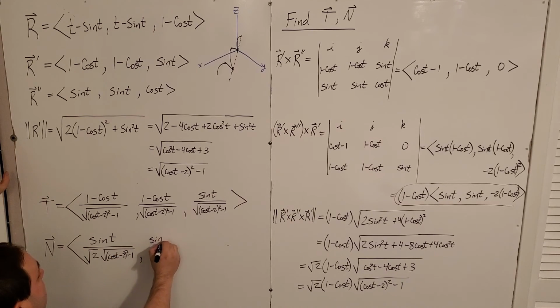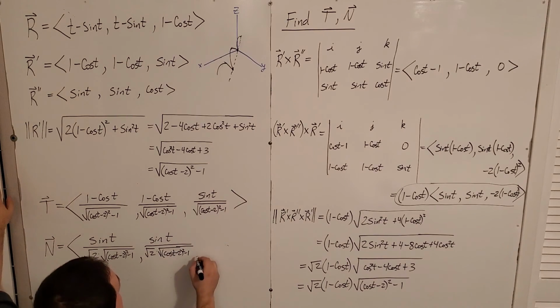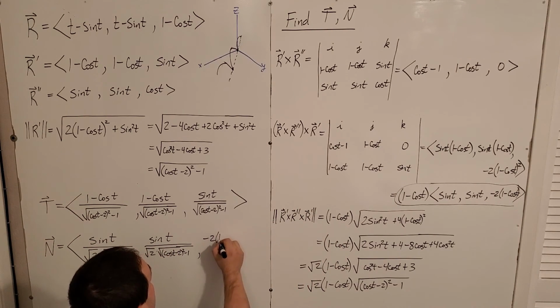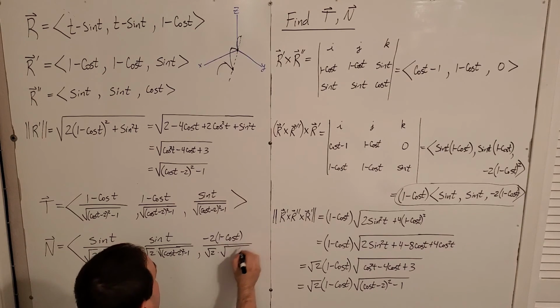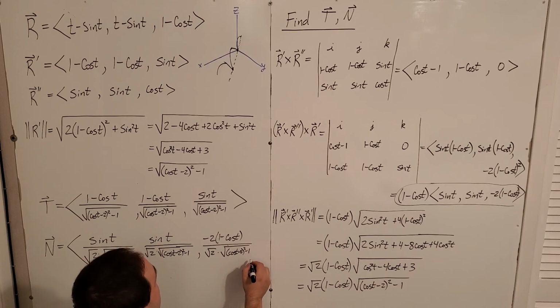Same thing again, cosine t minus 2 all squared minus 1. And I had negative 2 on that last one, negative 2, 1 minus cosine t, over the square root of cosine t minus 2 all squared minus 1.